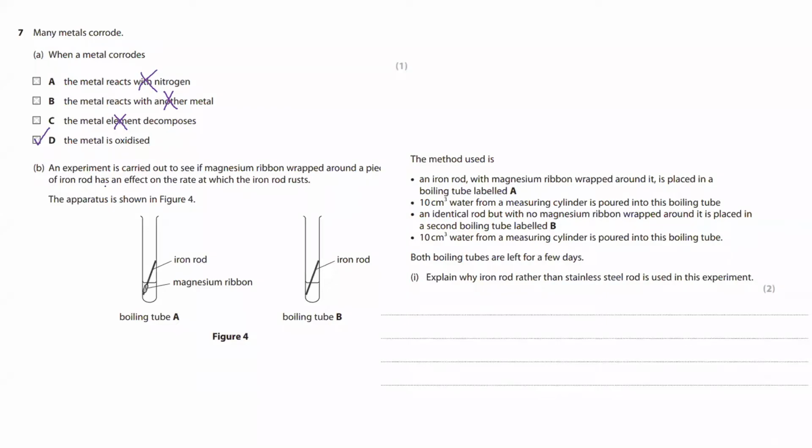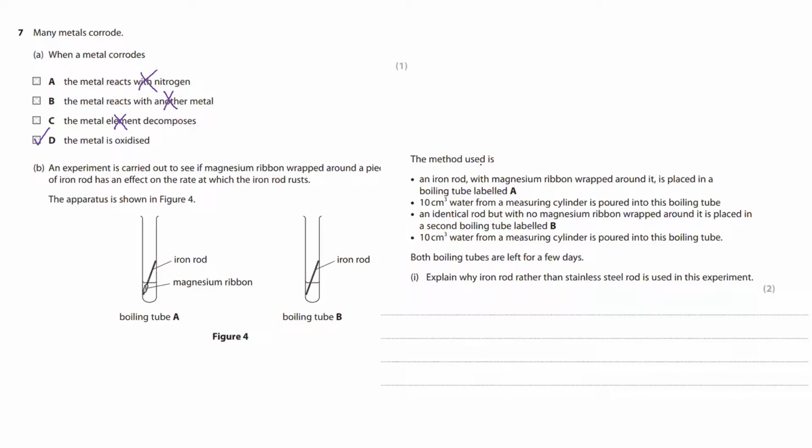An experiment is carried out to see if magnesium ribbon wrapped around a piece of iron rod has an effect on the rate at which the iron rusts. The apparatus is shown in figure 4. So I've got the iron rod and magnesium ribbon wrapped around it. It's quite soft magnesium, you can wrap it around. So just an iron rod on its own. Yeah, they were getting ideas like a sacrificial metal from this.